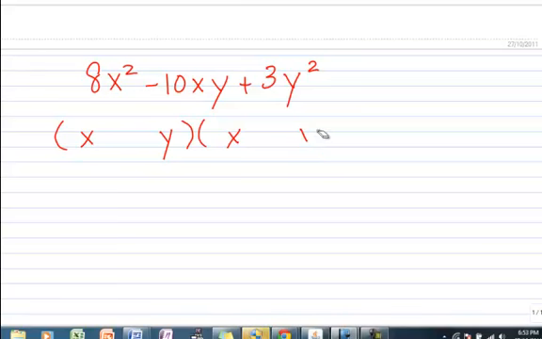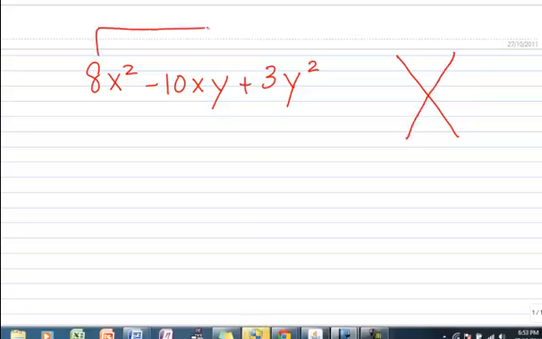So this is what we're aiming for, so I'm just going to erase that to get out of the way. And we did exactly the same thing. We put a cross. It's 8 times 3, which is 24. Bottom is negative 10. Be sure you have the negative sign, negative 10. And so what two numbers multiply to get 24 and add to give you a negative 20?